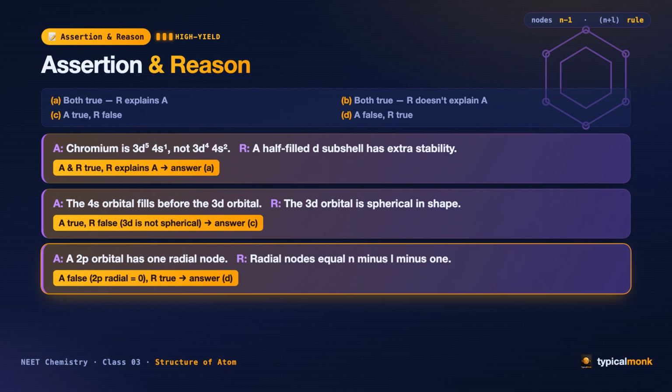Third one, the assertion, a 2p orbital has one radial node. The reason, the number of radial nodes equals n minus L minus 1. Check the reason first. It is true. That is the correct formula. Now the assertion, for 2p, n is 2 and L is 1. So radial nodes equal 2 minus 1 minus 1, which is 0, not 1. The assertion is false. The reason is true.